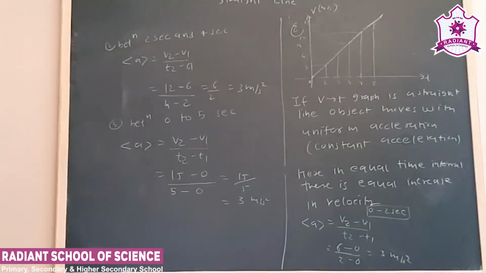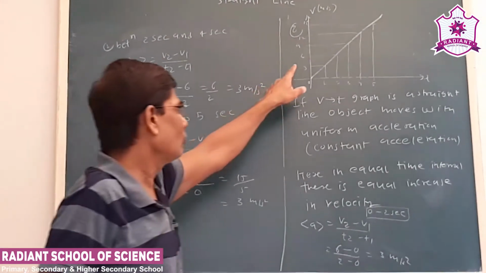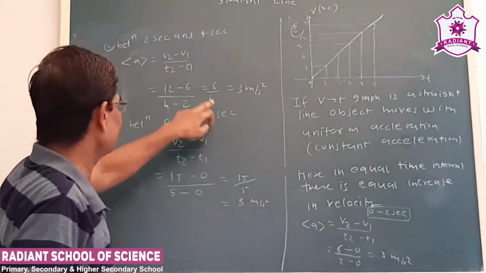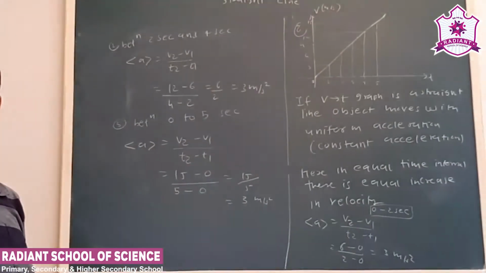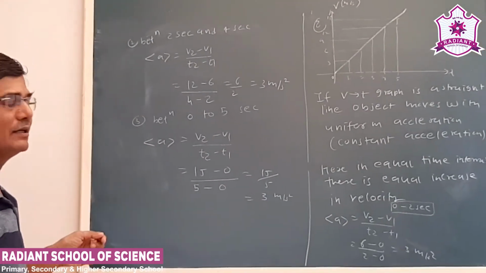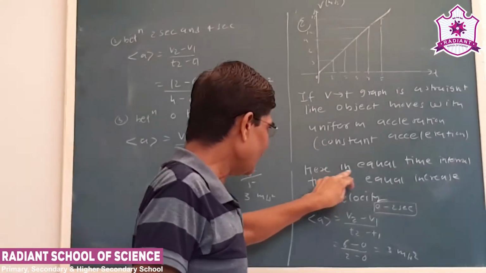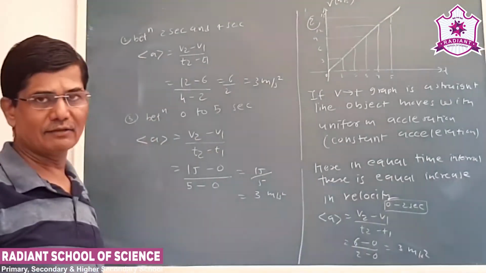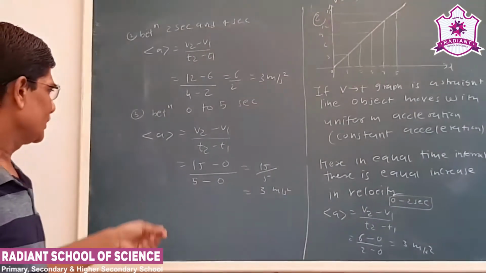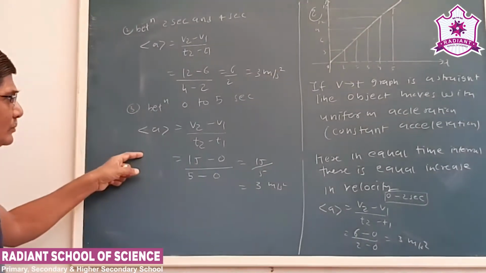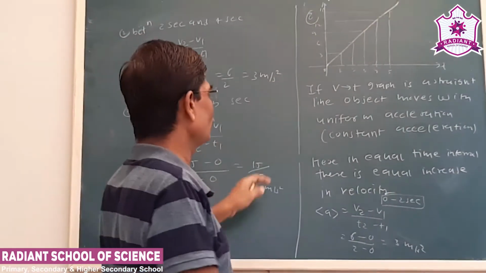See what we observe from the graph. Whatever may be the time interval, the value of acceleration is the same. So that's why it is called uniform acceleration. If there is equal increase in the velocity in equal time interval, the object moves with a constant acceleration. And what we have done is nothing but the slope of the graph.